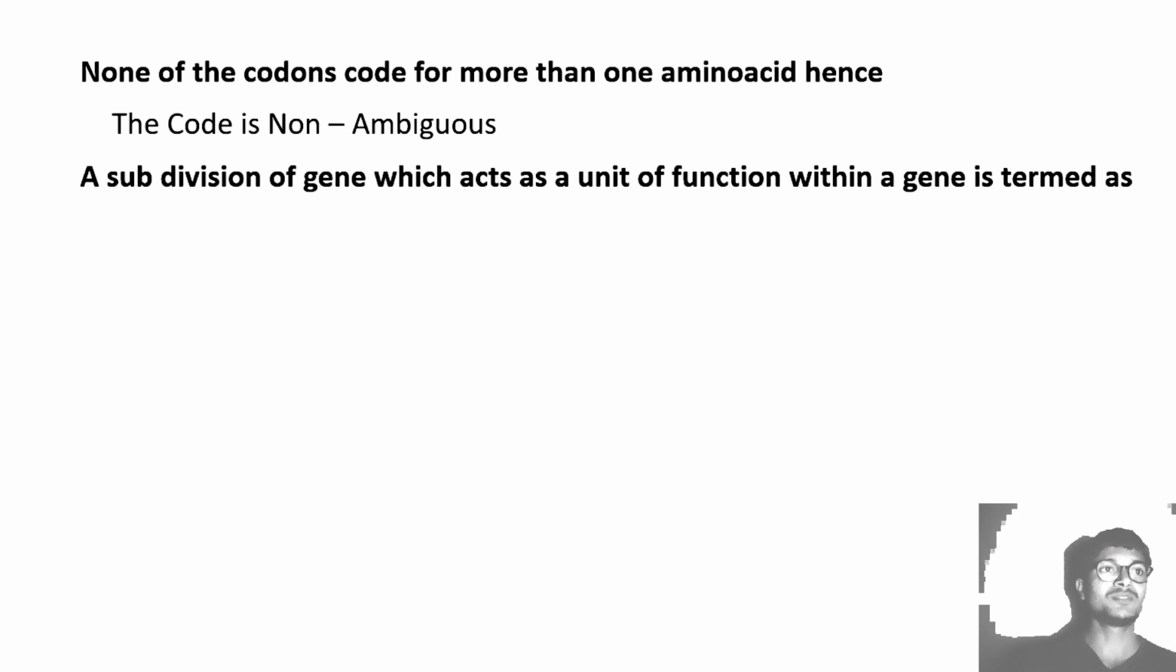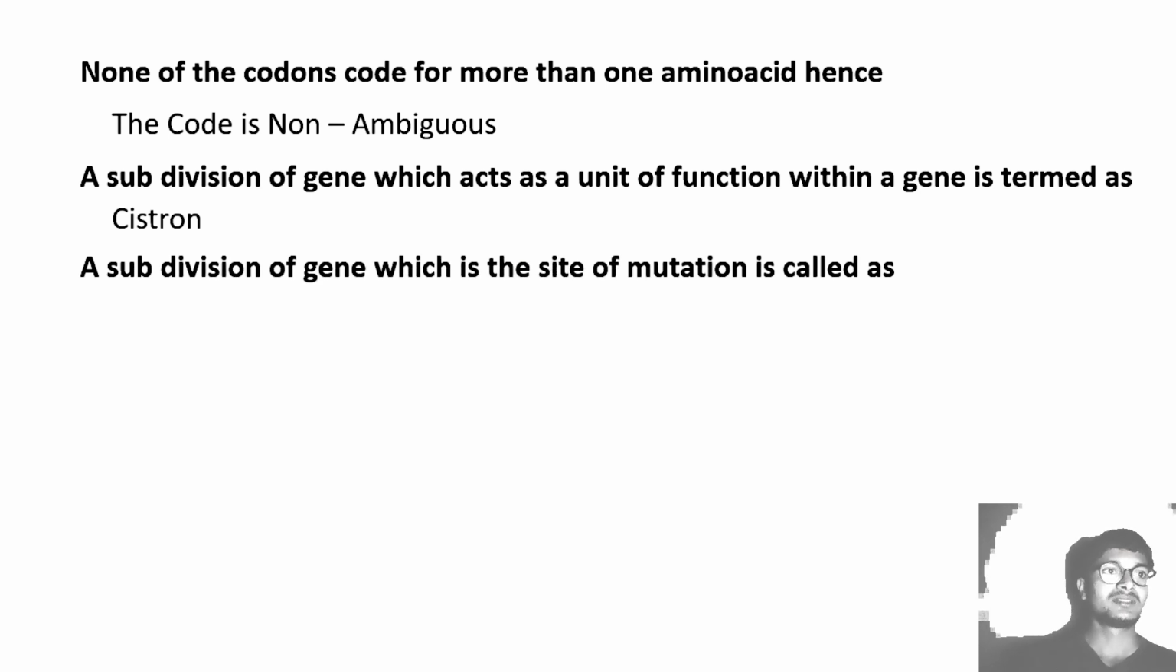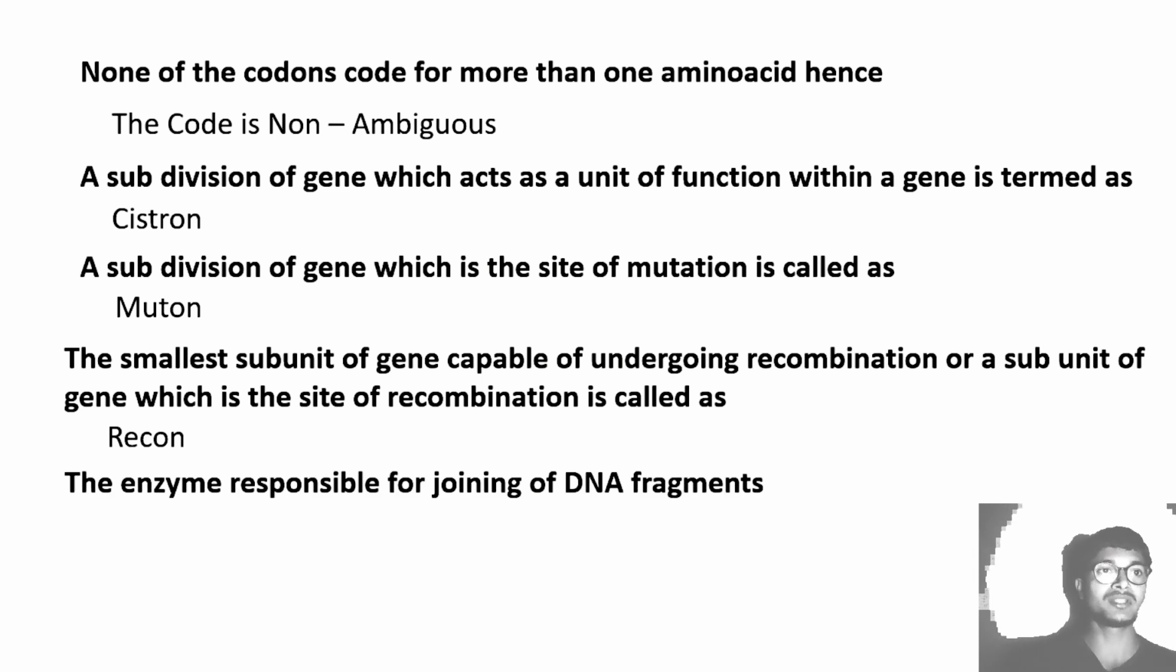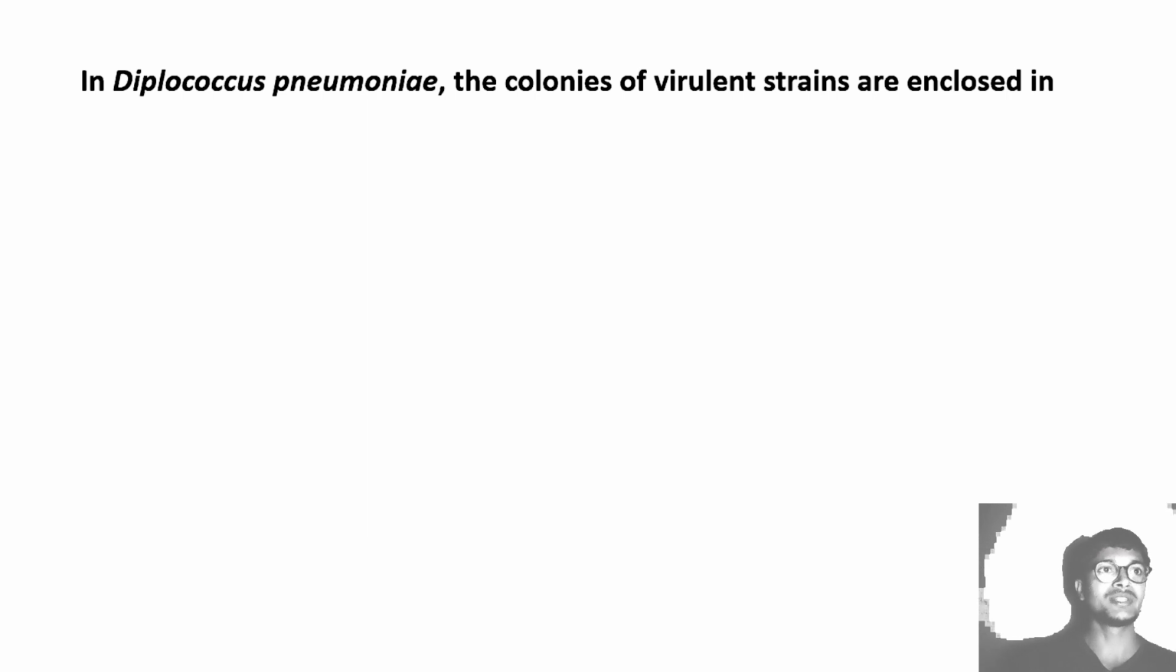Next question, a subdivision of gene which acts as a unit of function within a gene is termed as? Answer is cistron. Clear? Next question, a subdivision of gene which is the site of mutation is called as? Answer is muton. Next question, the smallest subunit of gene capable of undergoing recombination, or subunit of gene which is the site of recombination, is called as? Answer is recon. Next question, the enzyme responsible for joining of DNA fragments? Answer is ligase. Clear? So next question, in Pneumococcus the colonies of virulent strain are enclosed in? Answer is polysaccharide capsule.